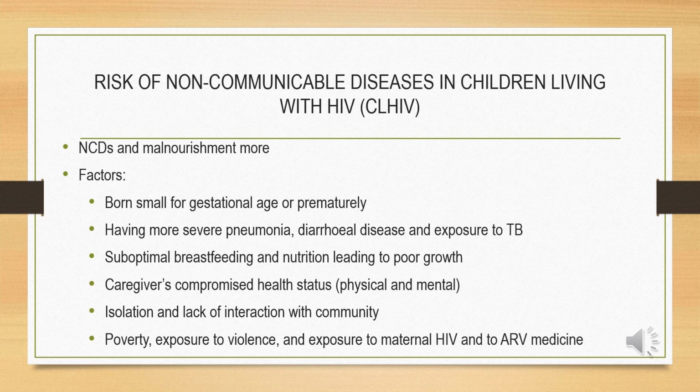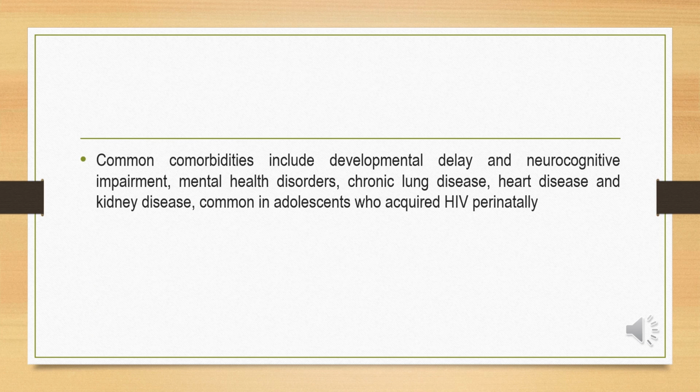So this also contributes to the compromised health of a child. Then isolation, marginalization, and lack of interaction with the community, poverty, exposure to violence, and exposure to maternal HIV and ARV medications all contribute to making a child vulnerable to these diseases. Developmental delay and neurocognitive impairment, mental health disorders, chronic lung disease, kidney disease, and heart disease are more common in adolescents who acquired HIV perinatally.